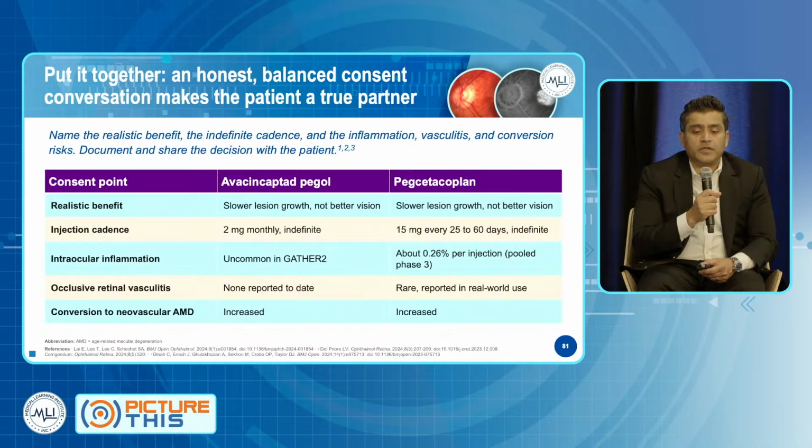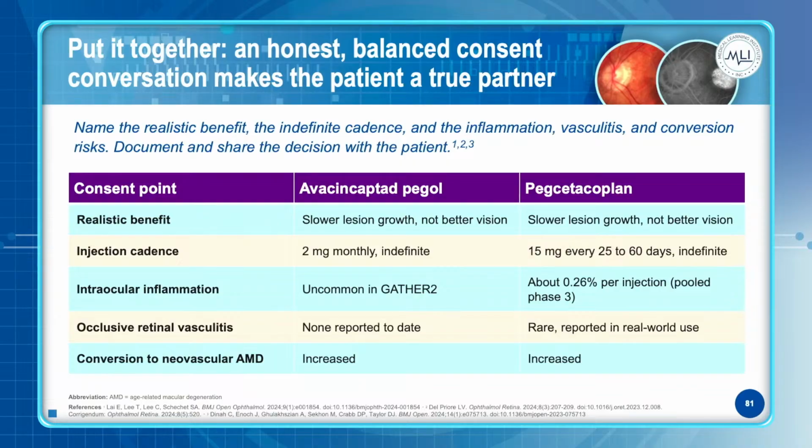bothers the patient. So I think the bottom line is we need to be honest with our patients, be realistic, and not overpromise that things are going to get better or be reversed. Be realistic that our goal is to slow down the worsening, and then have a risk and benefit discussion.